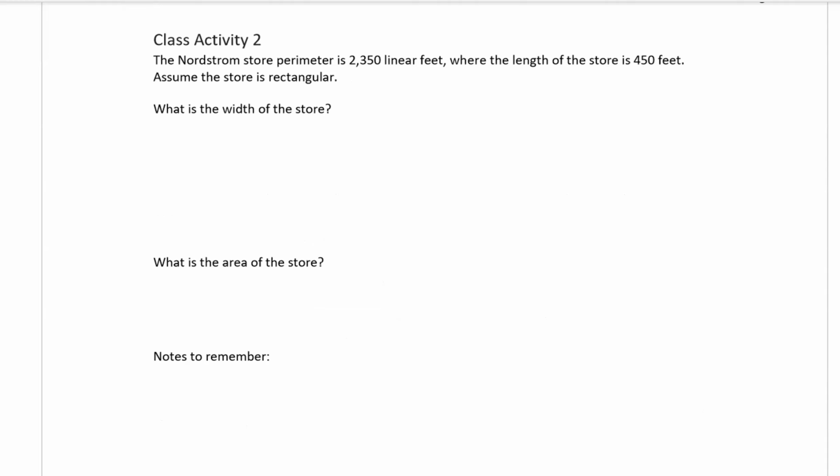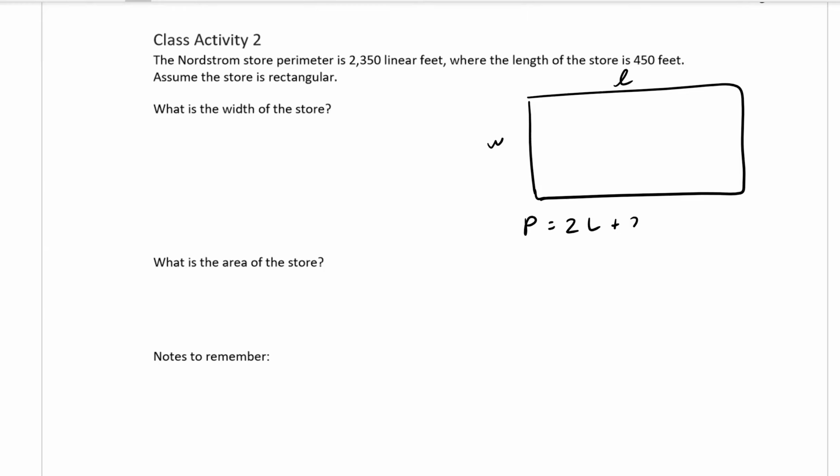Activity 2 says the Nordstrom Store perimeter is 2,350 linear feet, where the length of the store is 450 feet. Assume the store is rectangular. What is the width of the store? So I'm going to draw something, and here's the width, here's the length, and we know that the perimeter is equal to 2 times the length plus 2 times the width. And let's see if we can plug in any of those values. Well, we know that the perimeter is 2350, and it also tells us the length is 450, and we don't know what W is, so 2 times 450 plus 2W. Okay, so now if I simplify this, I'd have 2 times 450, which is 900, plus 2W.